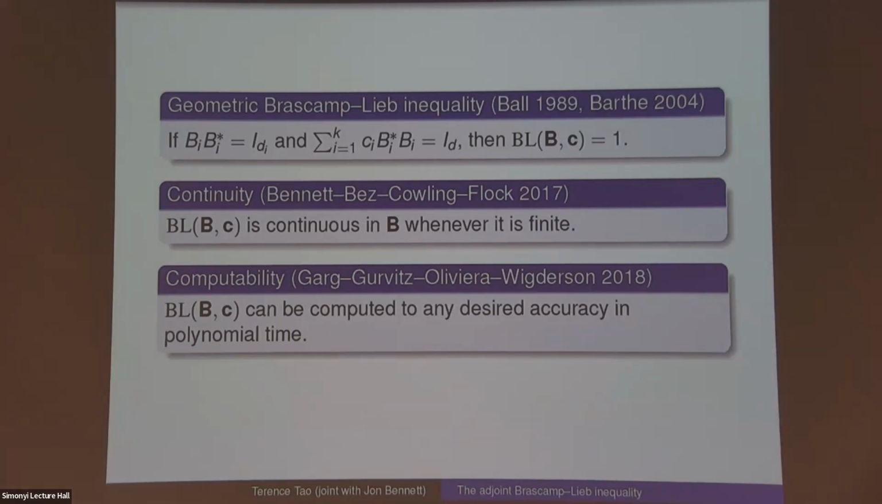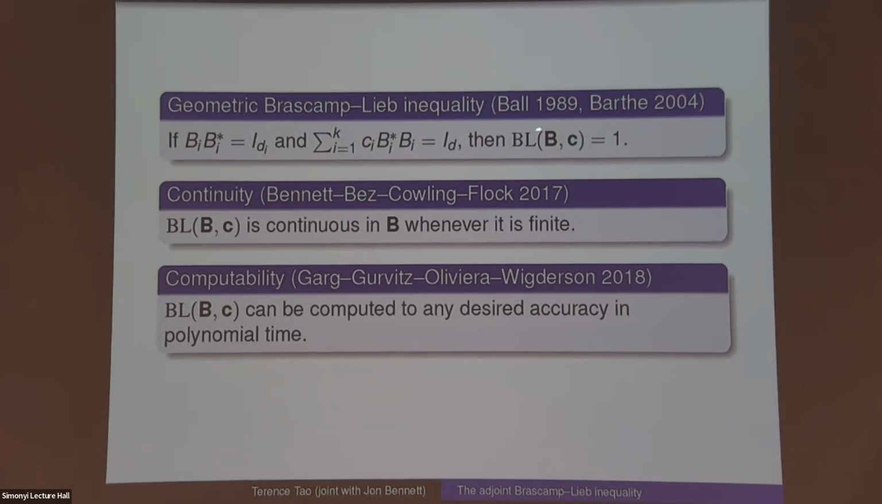So the basic examples are orthogonal projections. If you take B_i star B_i, those are projections, but those projections have to add up in a certain way. A certain combination of those projections has to add up to the identity. If you are in this case, called the geometric case, then the inequality simplifies quite a lot, and the Brascamp-Lieb constant is exactly 1 in that case.